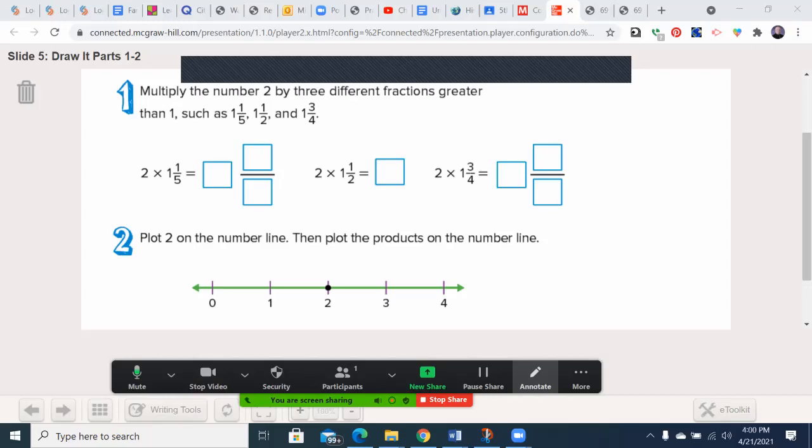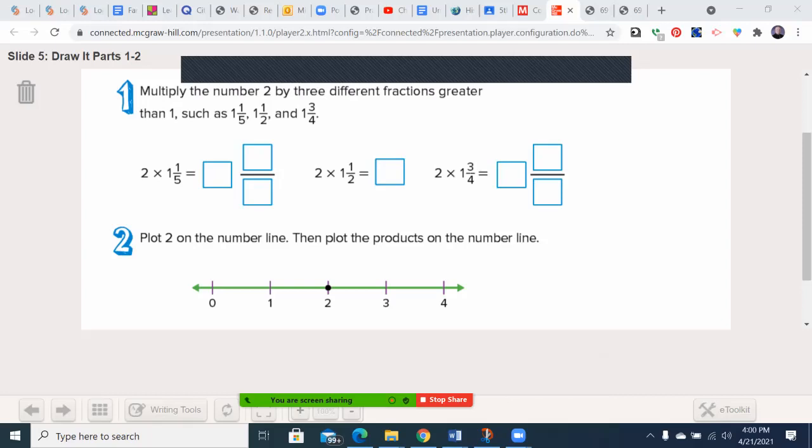The point of that is I don't want to wait too long where you're getting bored and just can't wait for the next slide. But I don't want to be moving so fast that you can't keep up. That allows you to kind of control your own speed. So let's go ahead and multiply the number 2 by 3 different fractions.